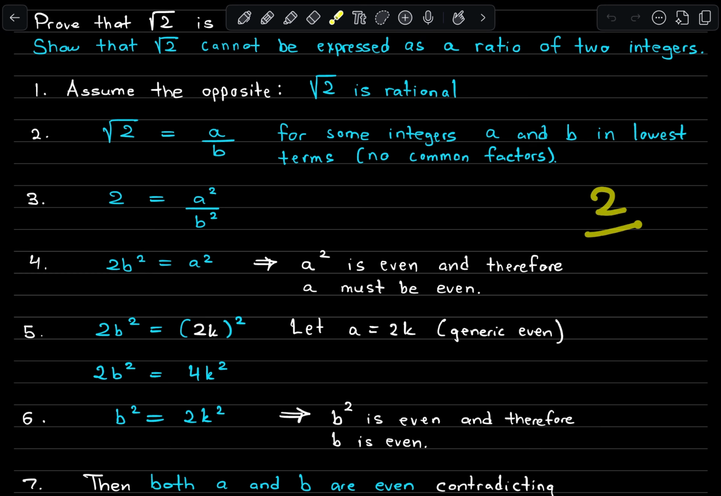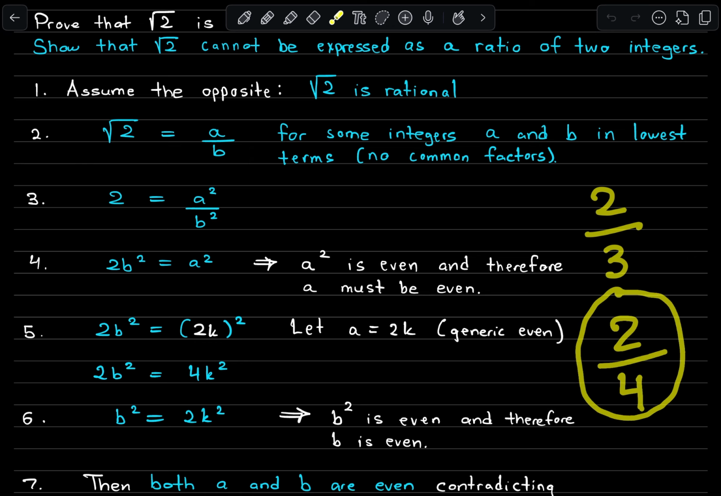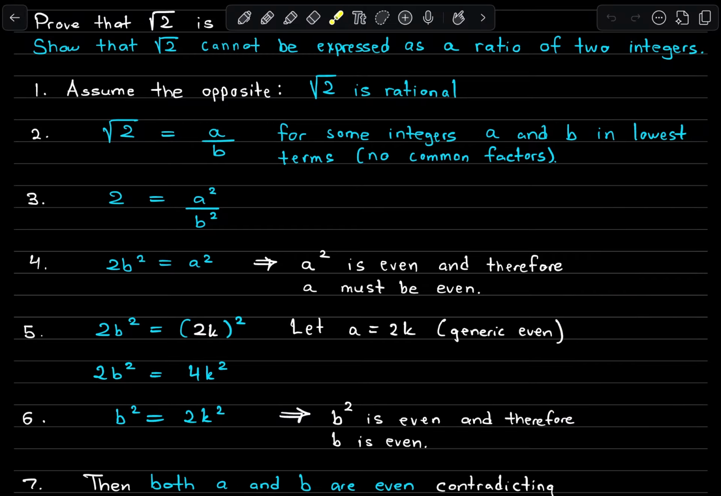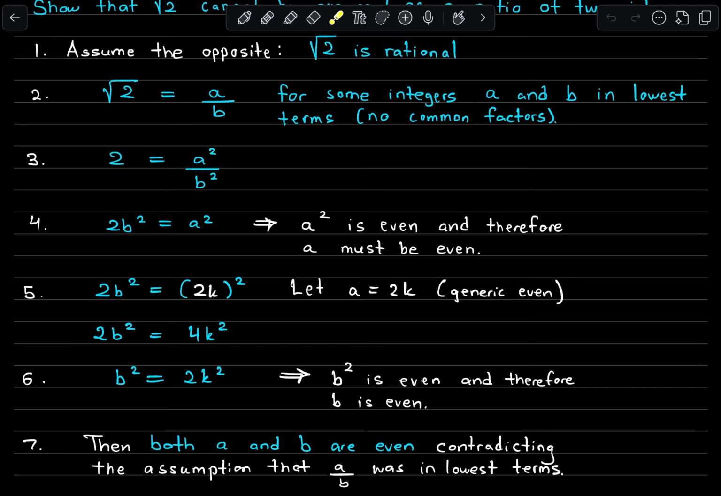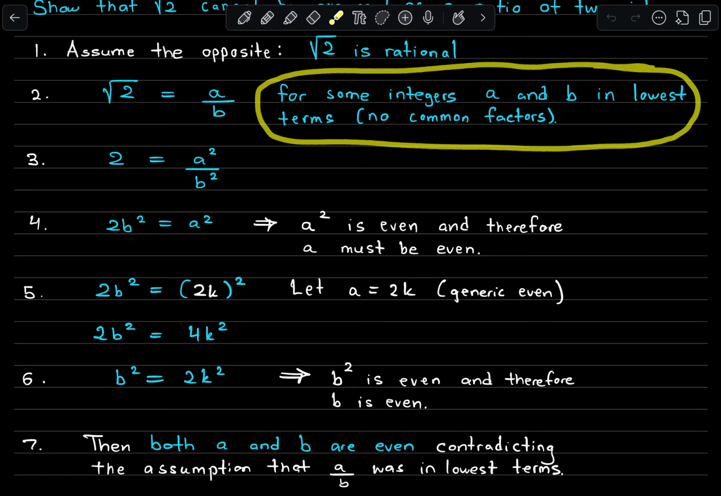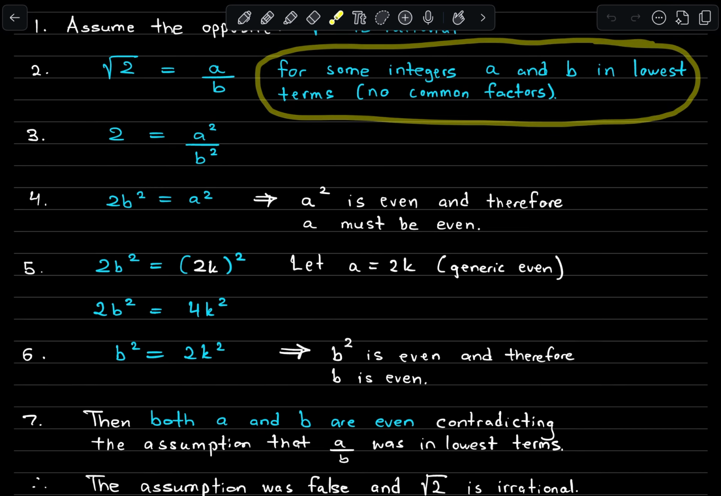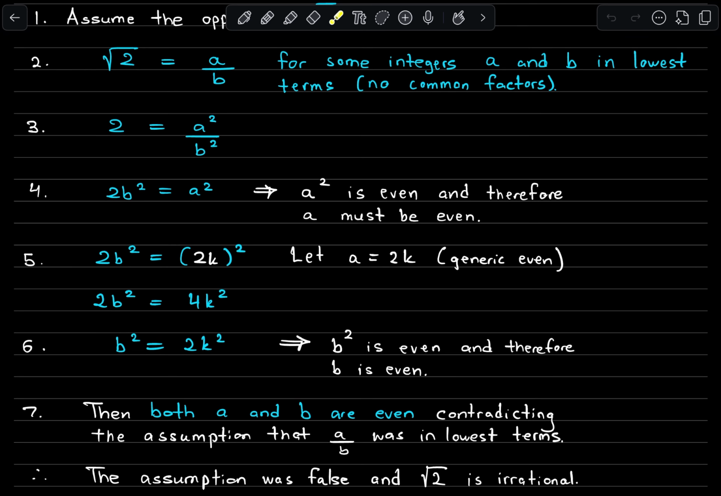If both a and b are even, we're not dealing with a fraction like 2 over 3. Now we're dealing with a fraction like 2 over 4. And that's not going to be in lowest terms. If you have a ratio of two even integers, it's not in lowest terms because we can always cancel out a 2. That 2 is a defining feature of an even integer. So this is contradicting that assumption that we initially made, that a and b are in lowest terms and had no common factors. Okay?